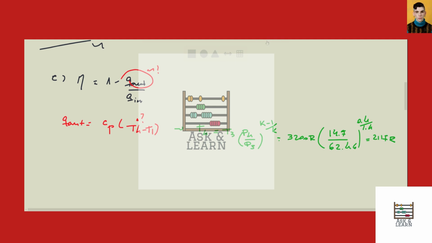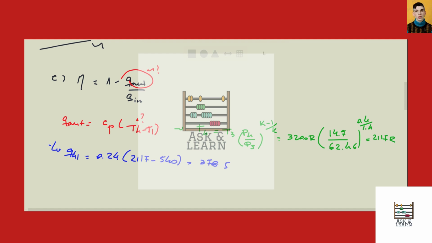Therefore, if the temperature 4 is this one, we can find that Q41 is going to be 0.24 times (2117 minus 540), which gives us 378.5.